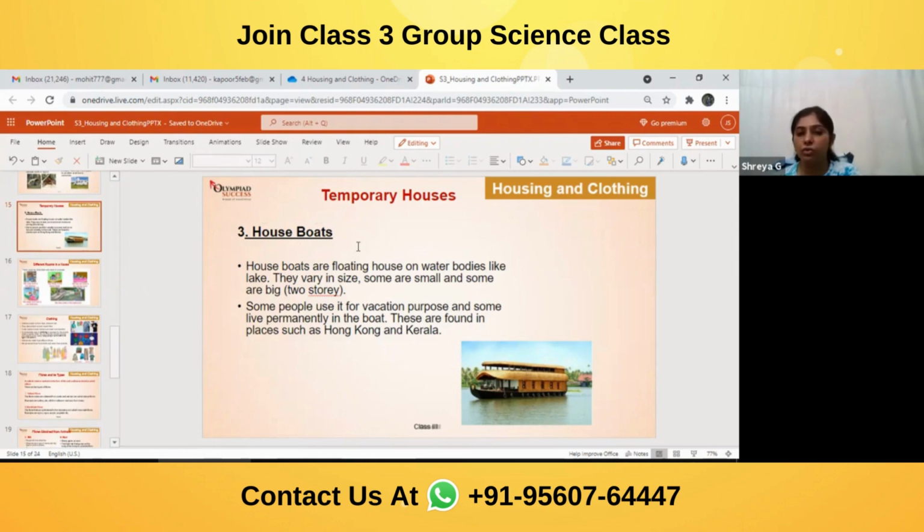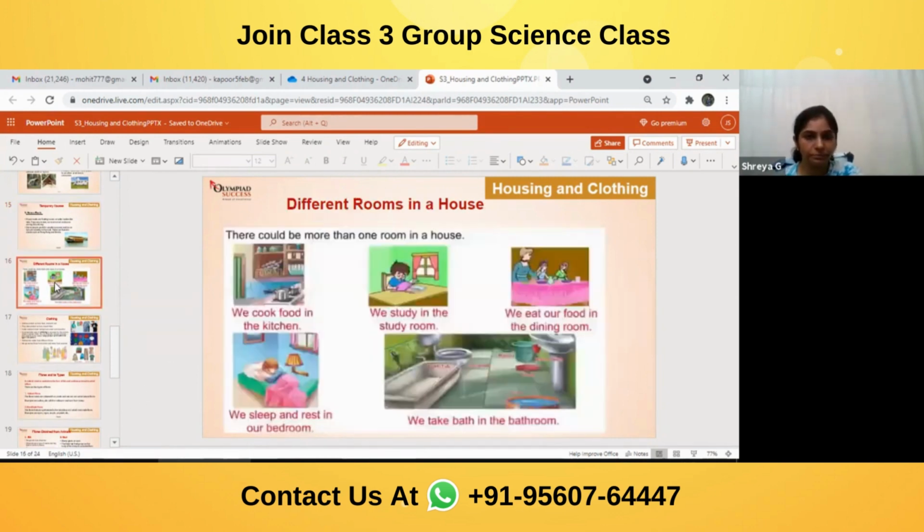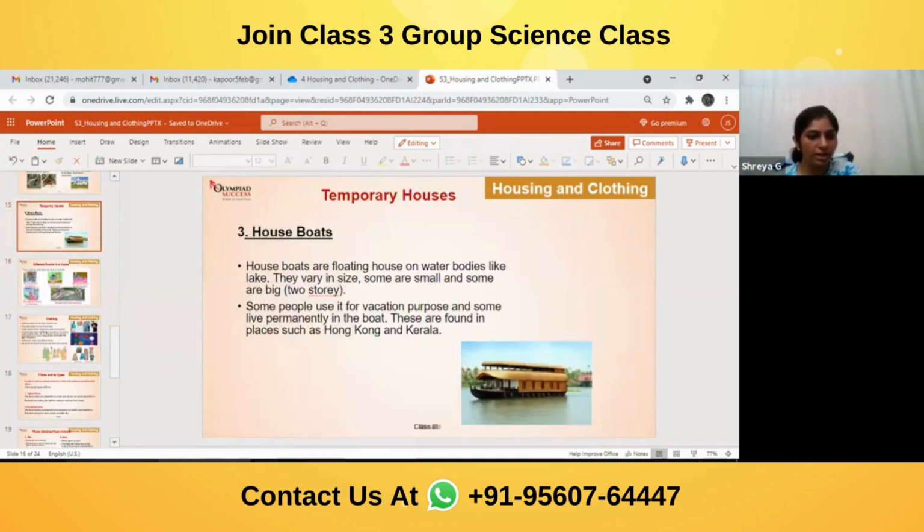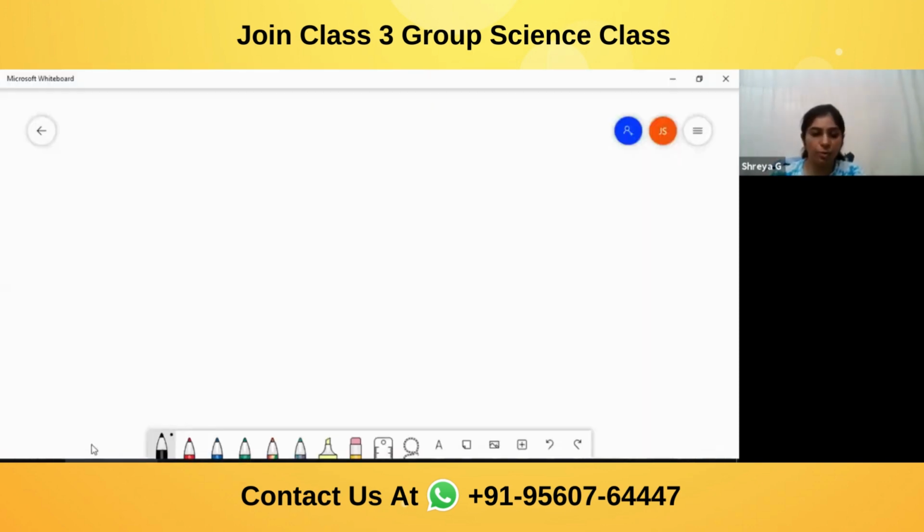So these are the houseboats and they are made up of wood, and all the facilities we require in a room are there in the houseboat. Some are small and some are big also. So the next temporary house is the houseboat. Tents, caravans, houseboats, these are all temporary houses.